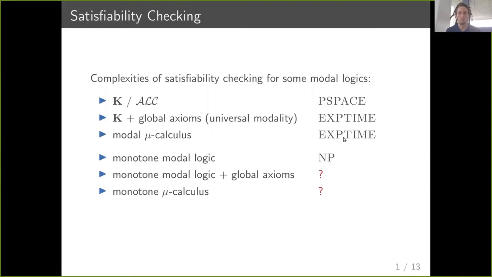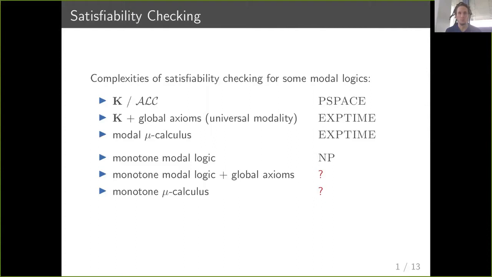Then there is this variant of modal logic called monotone modal logic, which has weaker, less expressive modalities. And here the satisfiability problem is known to be NP complete, only NP complete. And that is also the best one could hope for, given that all these modal logics contain propositional logic as a fragment, and satisfiability for that is NP complete already.